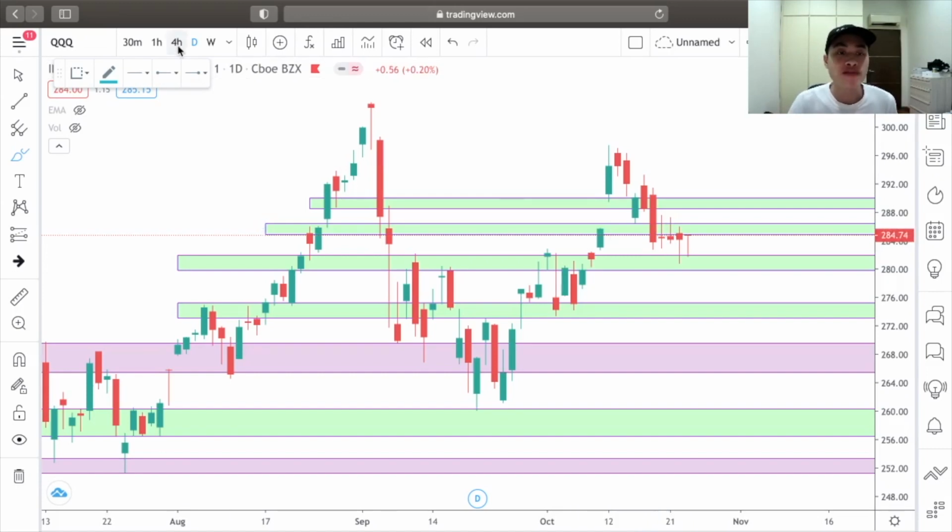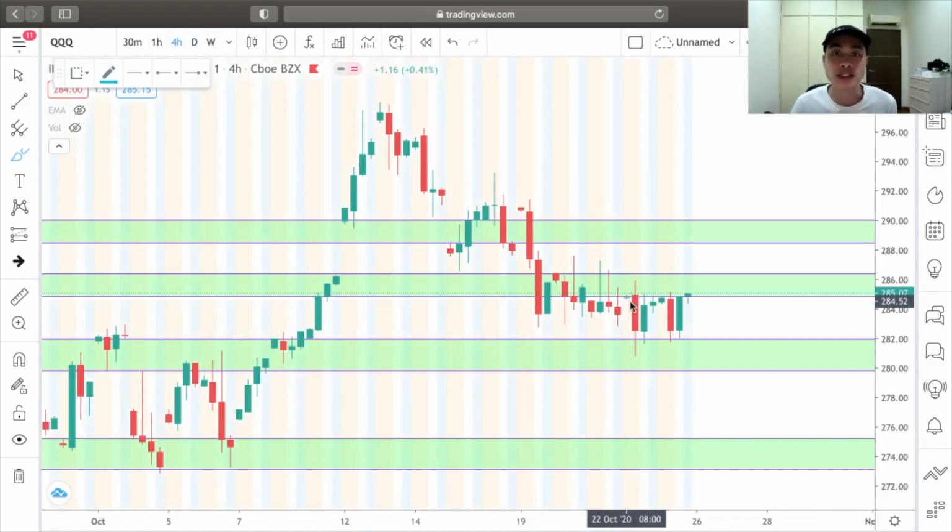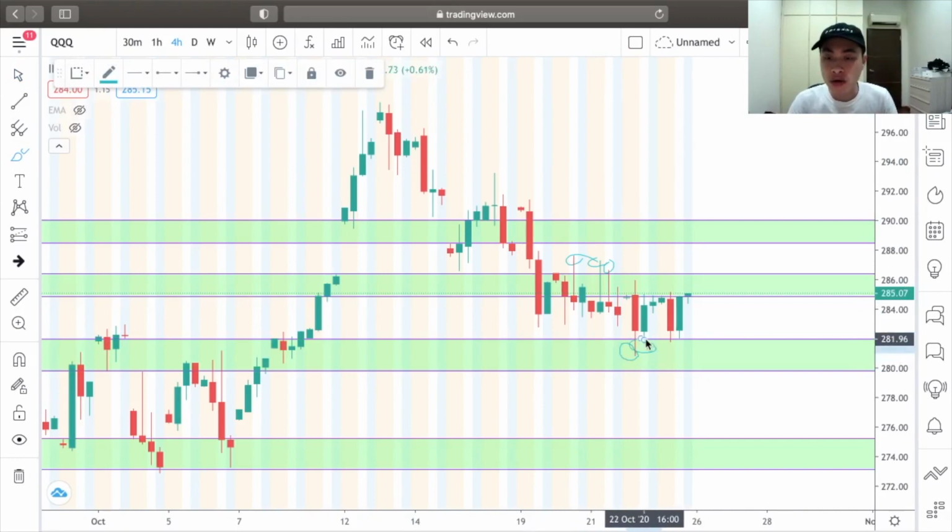Let's go to the 4-hour time frame to have a greater insight into the price action. We see that there was a clear rejection of prices over here, and over here. So we know that there was a clear overhead resistance over prices. And we also see prices finding support over here, and over here. So prices are trading in this range of around 285 to 281. So moving forward, I'll be taking a look at how prices react to either the resistance or the support levels.